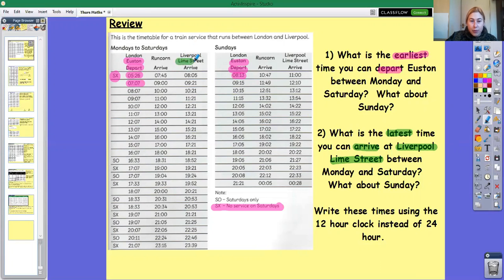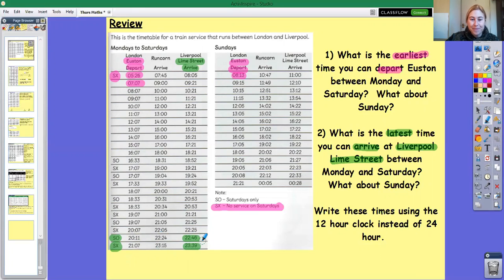So let's now look at the Liverpool Lime Street column, and let's look at the times that it arrives, and we want the latest time. So if I go right to the bottom of the timetable, we can see the latest time is 39 minutes past 11 at night. I know that 23 hours is 11 o'clock in the 24-hour clock. Now, we've got this symbol again. So you could only take that train if it was a day of the week. You wouldn't be able to take that train on a Saturday. So we'd need to look at the column above, and that's Saturday service only. So if it was a Saturday, the latest time you could arrive is 46 minutes past 10. So that would be 10:46 p.m.